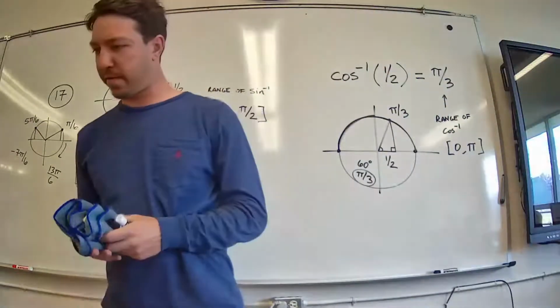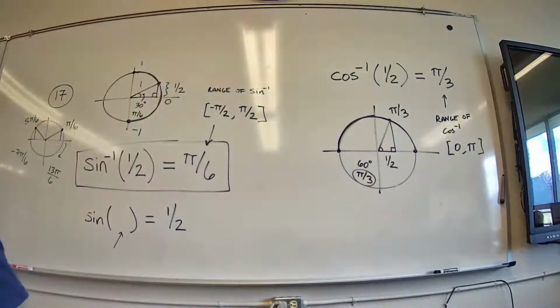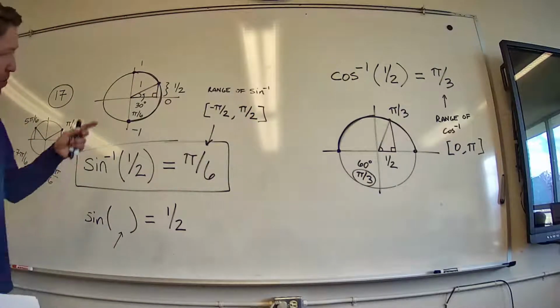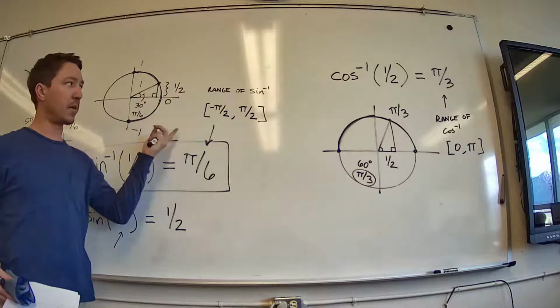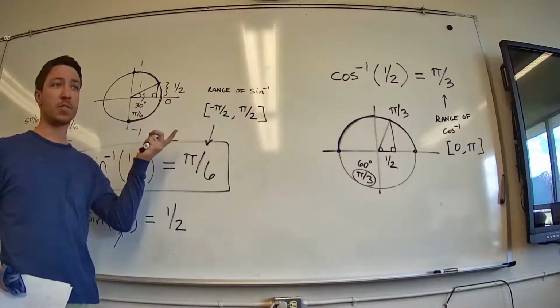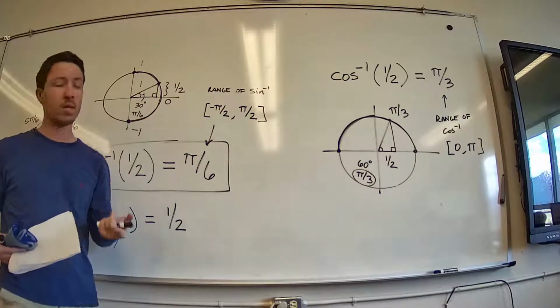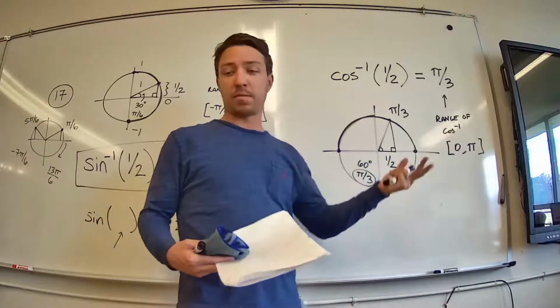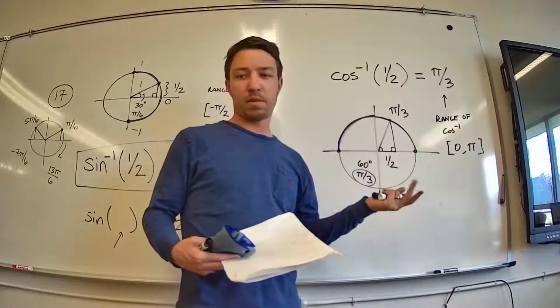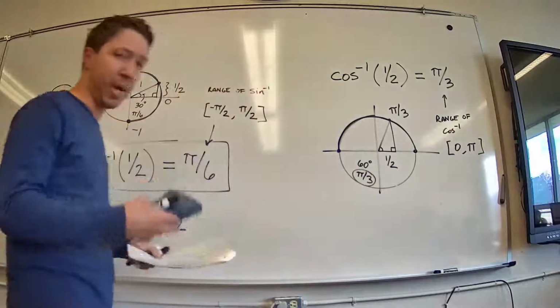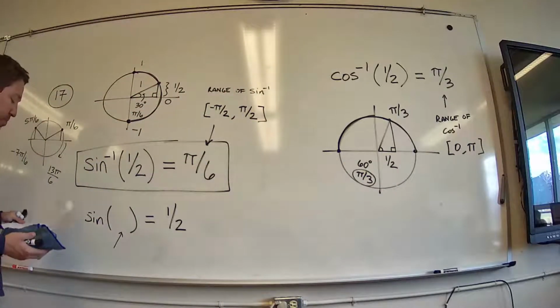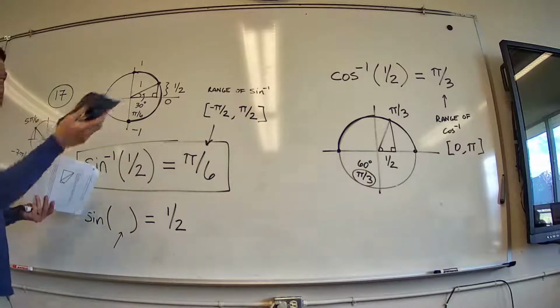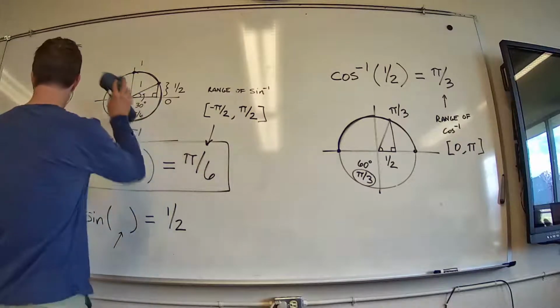Last one I want to look at for now. And by the way, just to clarify something, the range of the inverse sine function is the same as the range of the inverse cosecant, because cosecant is the reciprocal. The range of the inverse cosine is the same as the range of the inverse secant, because those are reciprocals. So when you get to those, you handle them in the exact same way. But tangent's a little bit weird.